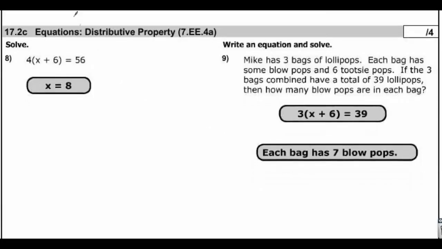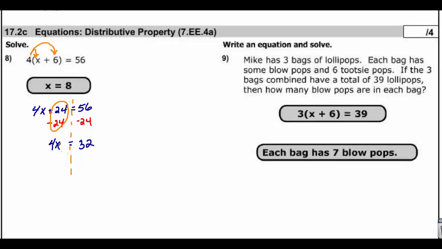All right, distributive property. So remember, distributive property means you're doing rainbows. So we end up with 4x plus 24 equals 56. Take away the 24. Take away the 24. We end up with 4x. 56 take away 24 is 32. These were my 0 pairs right there.